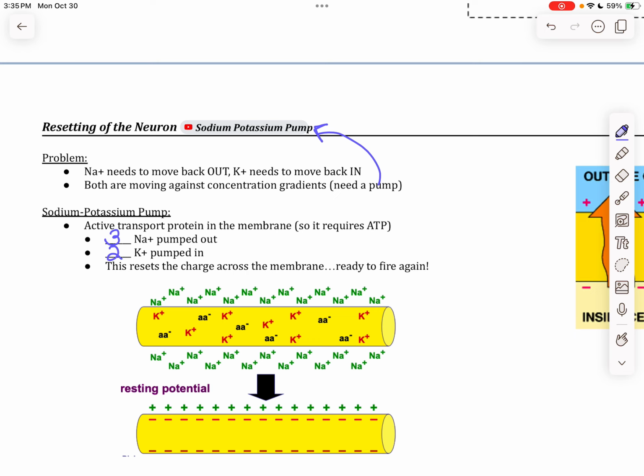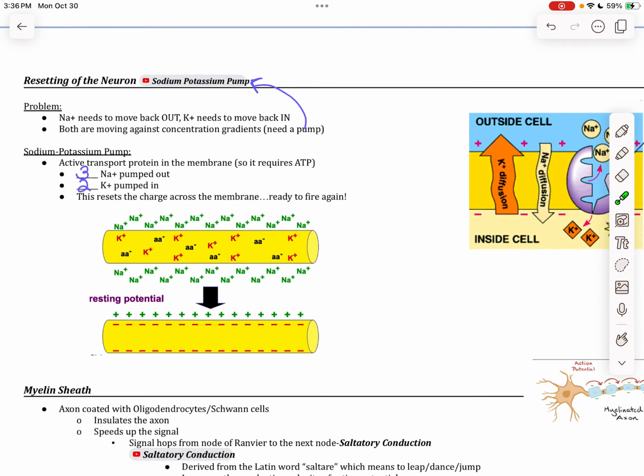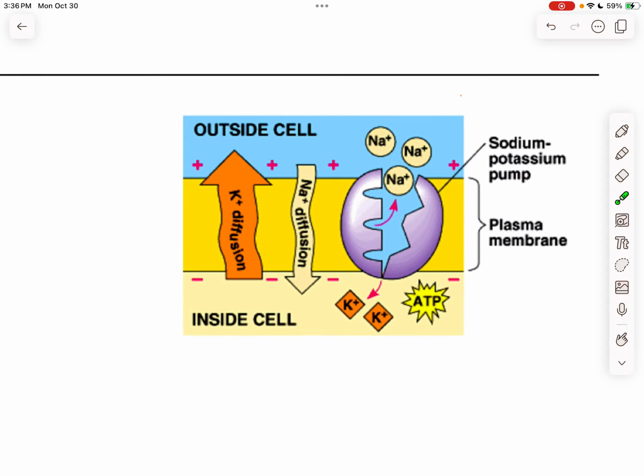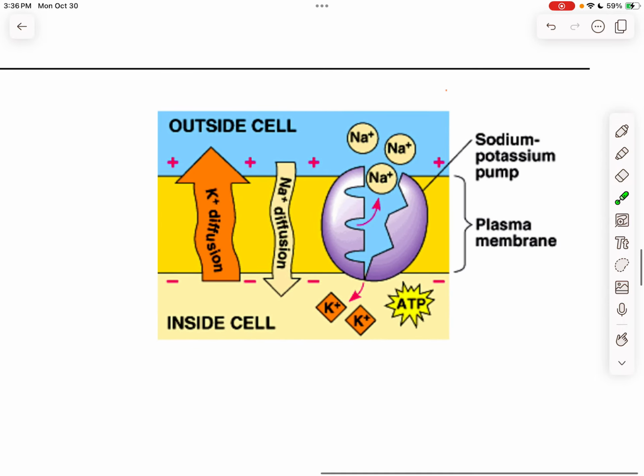So I would once again pause and watch the clip on the sodium potassium pump. I believe it's the Amoeba Sisters, which I love. If you'd like to watch them now, please feel free to do so. Here is the picture of the sodium potassium pump. Again, I also have this in our cell transport lecture.